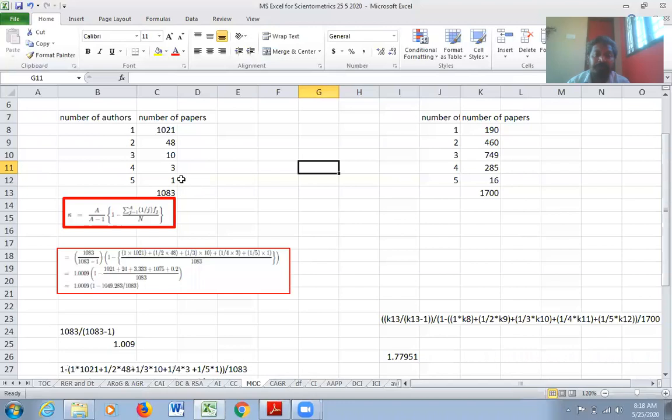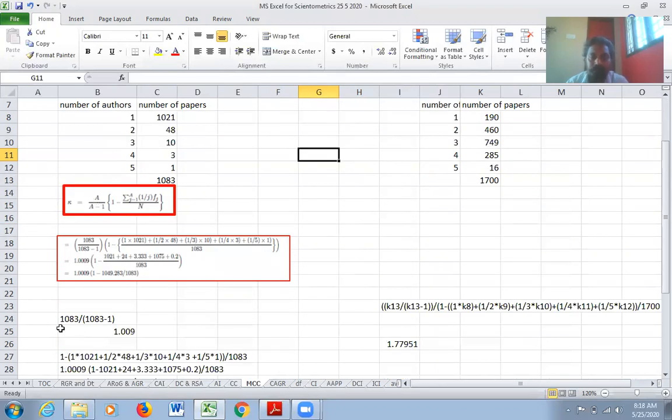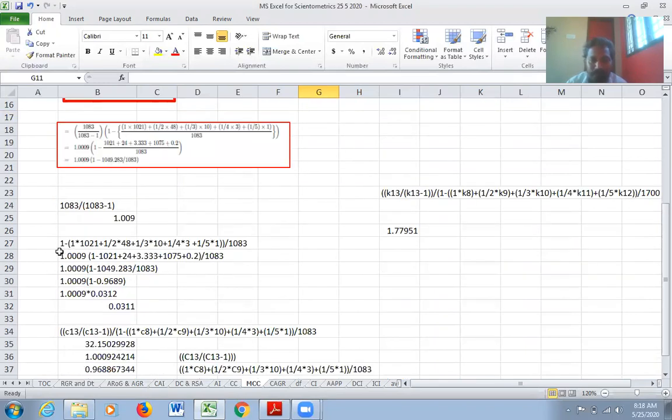Fine. So what's the formula? The same formula you used for the collaborative coefficient, only one thing is added in the beginning: total publications divided by total publications minus 1. You calculate this, and whatever you get, multiply it with the collaborative coefficient you found previously. The same formula: 1 minus, 1 into single author, 1 by 2 into 2 authors, 1 by 3 into 3 authors, 1 by 4 into 4 authors, 1 by 5 into 5 authors, divided by total publications. This is the formula we used for the collaborative coefficient, and it is to be multiplied by this answer.